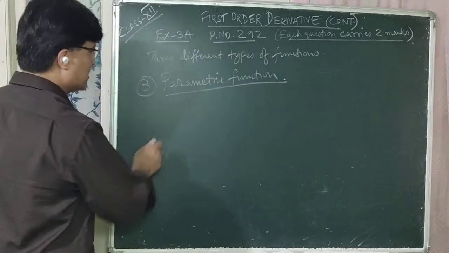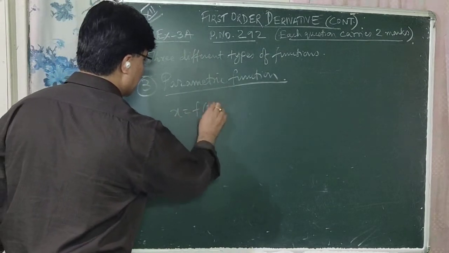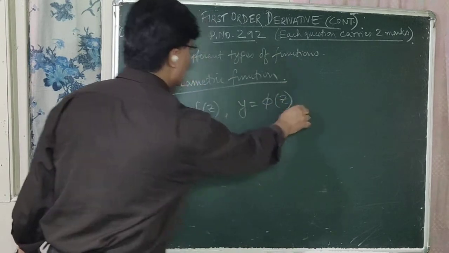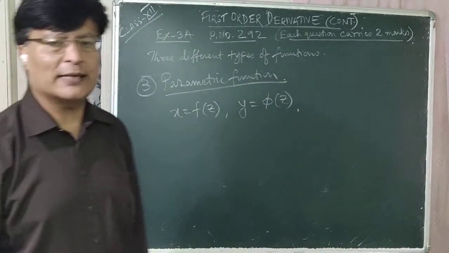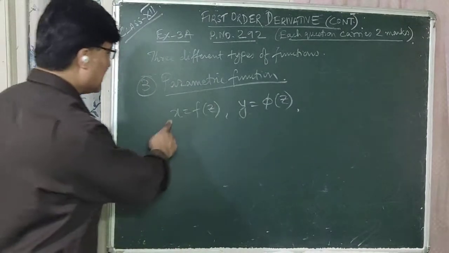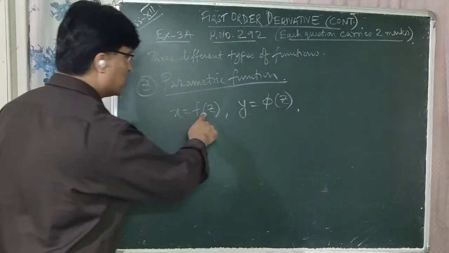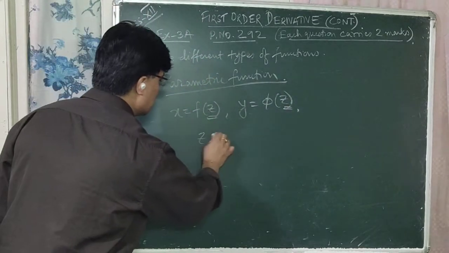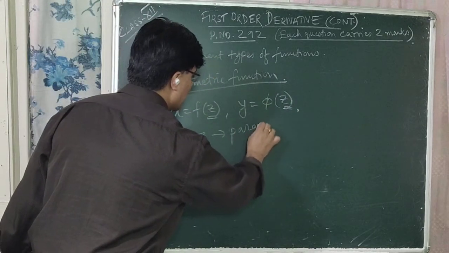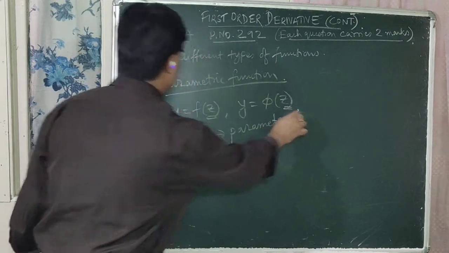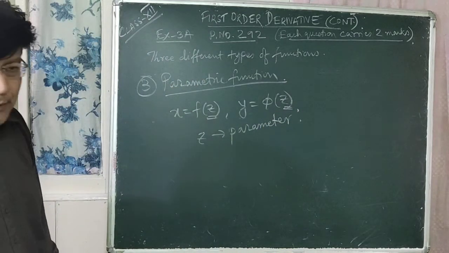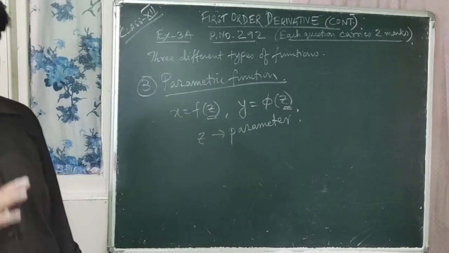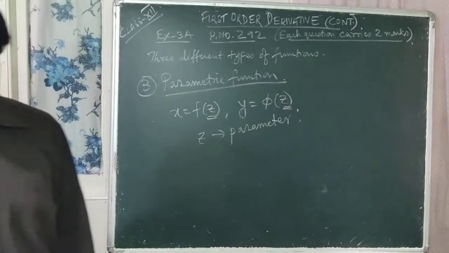Let us write it as x is equal to f of z and y is equal to phi of z. So here x and y are the two variables and they are expressed in terms of a third variable z. In this case this z is known as a parameter. This type of function is known as a parametric function or the parametric equation.